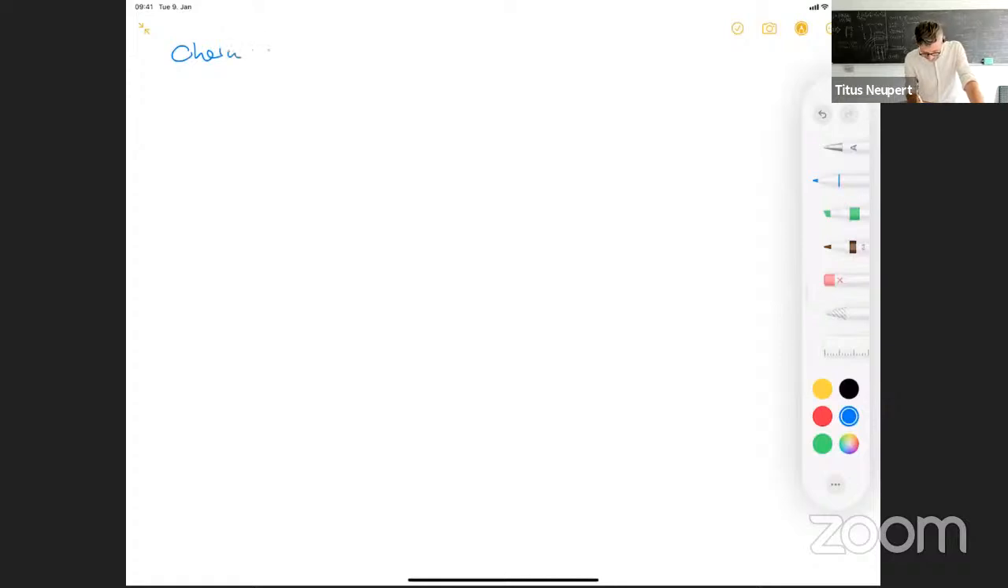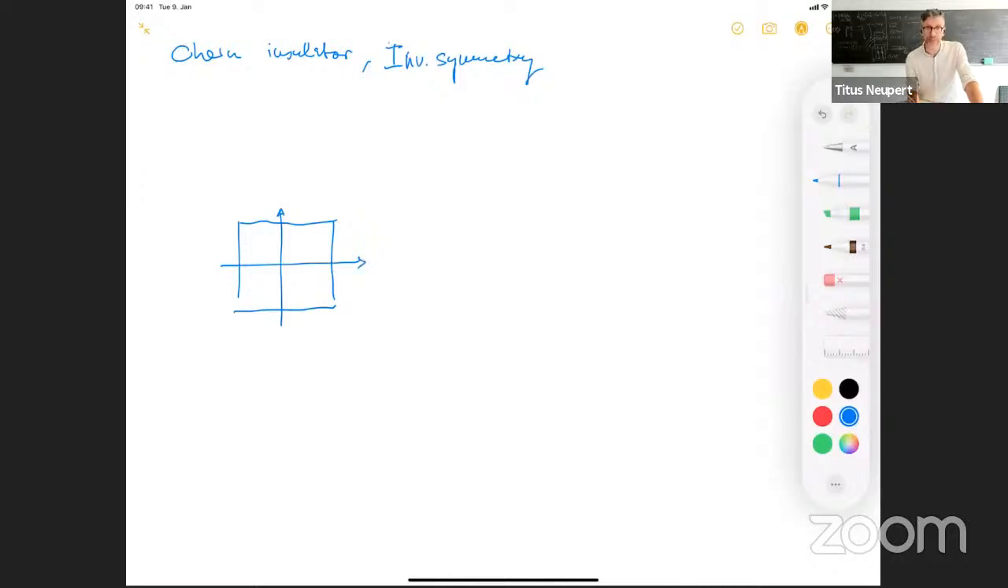So let's consider we have a Chern insulator, and it has inversion symmetry. Inversion. What is that? The key signature is the inversion eigenvalues of the occupied band at the inversion symmetric momenta. So if we have the Brillouin zone and the inversion eigenvalues are like so, then the Chern number is odd.